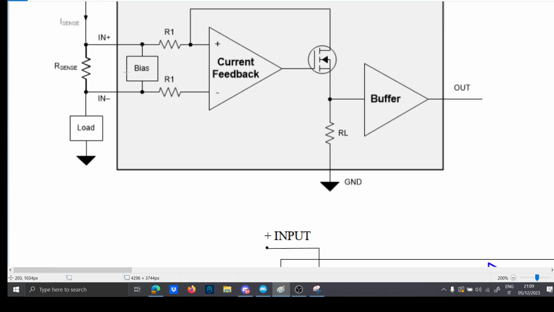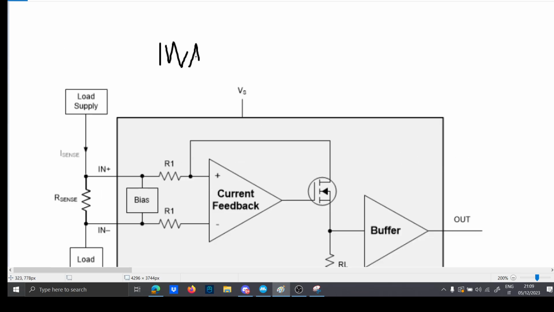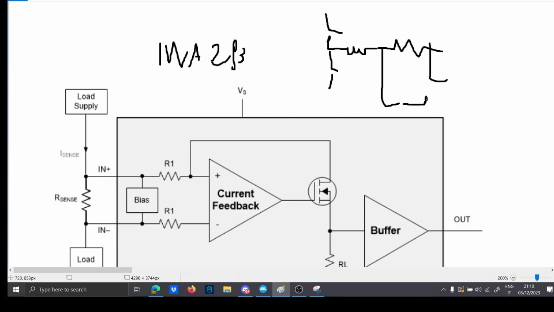So let's look at this INA. This is the structure of the INA 293, one of the most employed in power electronics. When, for instance, you have a buck converter and you put a shunt here, most of the time you put just a filter and your INA.